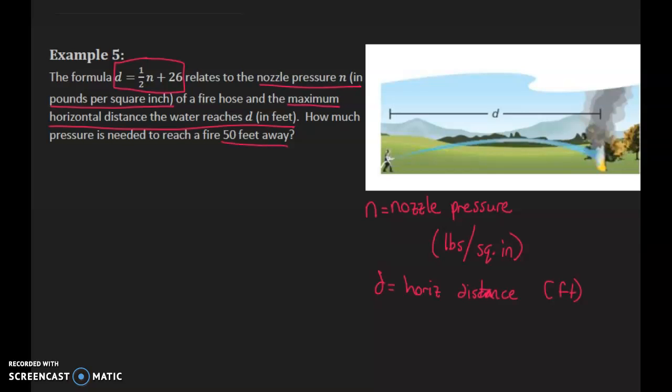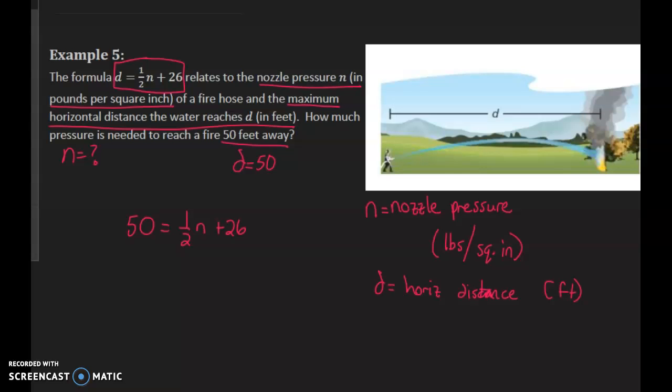Well, 50 feet, that's feet, so that's D. So that tells me D is 50. And it says how much pressure, so we don't know the pressure. That tells me N is the variable we don't have. So what I'm going to do is plug 50 in for D into my equation. D equals half N plus 26. And now I'm going to solve for N.